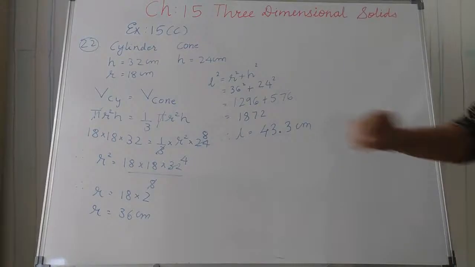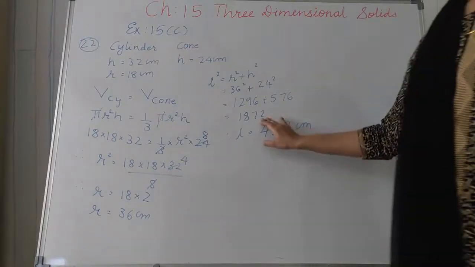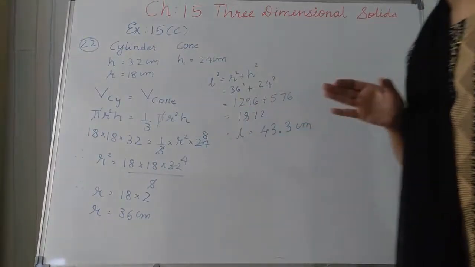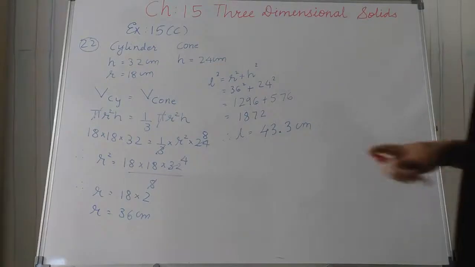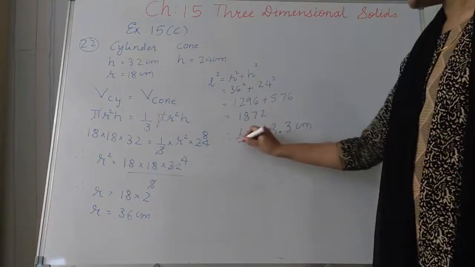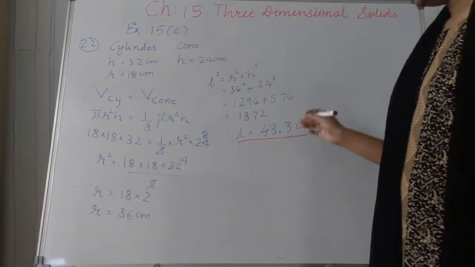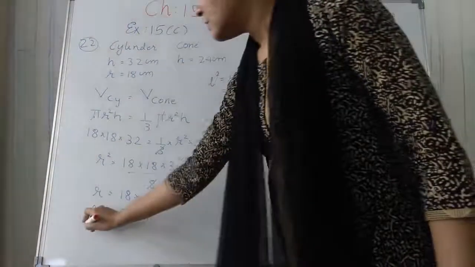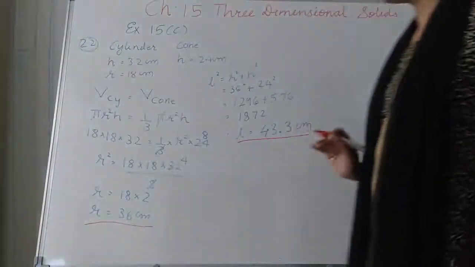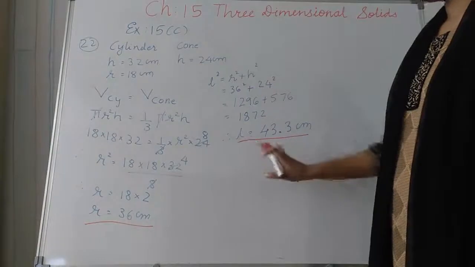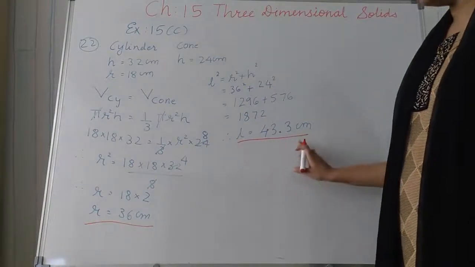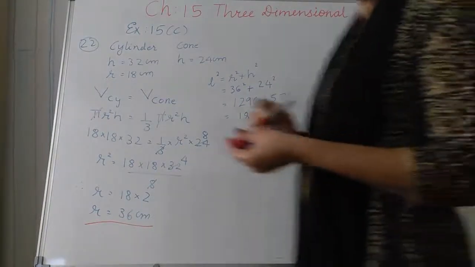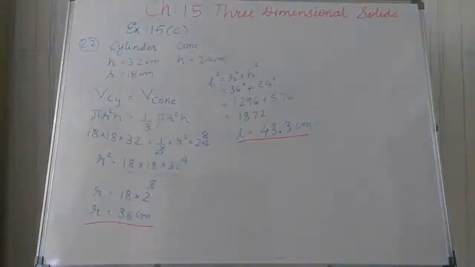Students, this type of numbers, the big numbers, you can use your long division method to get the square root, which has been already taught to you in prior standards. So this is the radius 36 centimeter of cone, and this is the slant height of cone, which is up to one place of the decimal according to question.